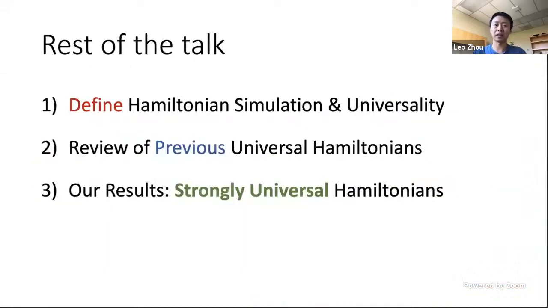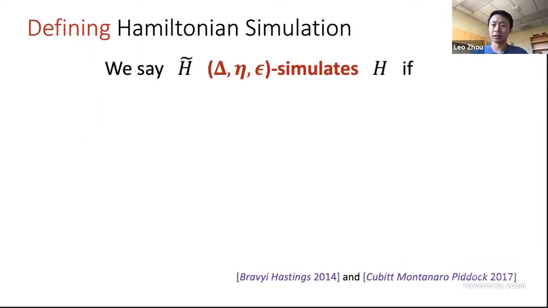Now, for the rest of my talk, I will first define what I mean by Hamiltonian simulation and universality more precisely. And then I'll review the previous results about universal Hamiltonians, and also give you a more precise formulation of our results and how we constructed these strongly universal Hamiltonians. So let's start by rigorously defining what we mean by Hamiltonian simulation.